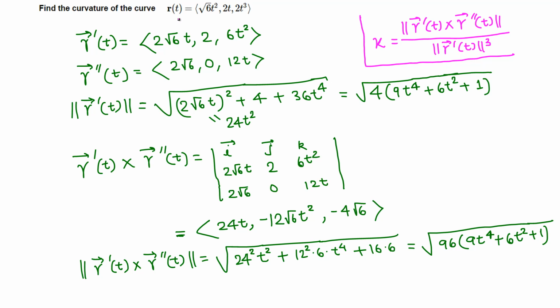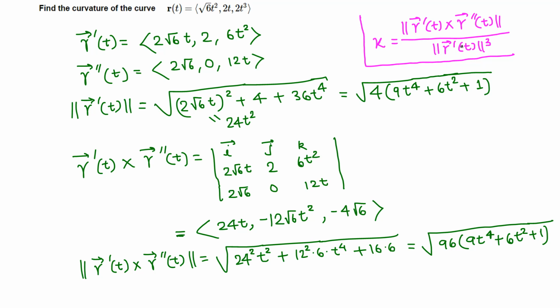Okay, so let's find the derivative of this vector valued function. We need to find the derivative of each component. So this is root 6 t squared, so 2 times root 6 t, just 2. Let's find the derivative one more time. That's the second derivative. So just 2 root 6, derivative of 2 is 0, 12t. And let's find the ingredients needed for curvature.